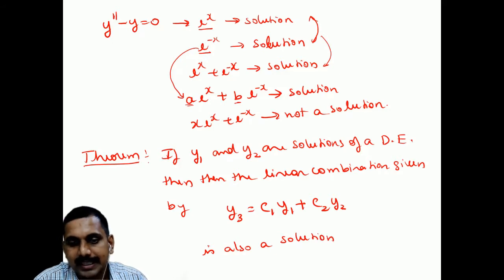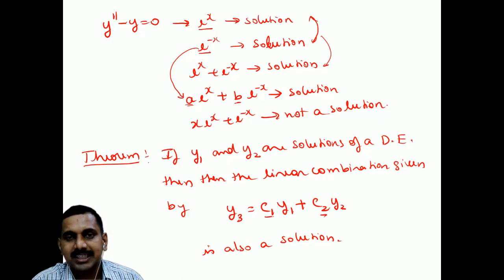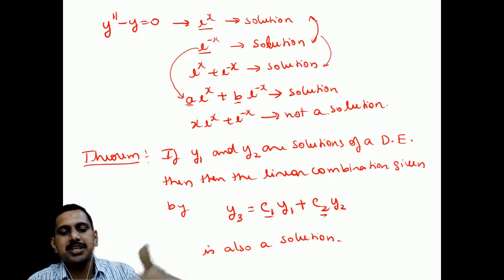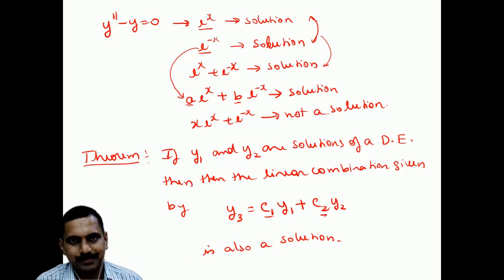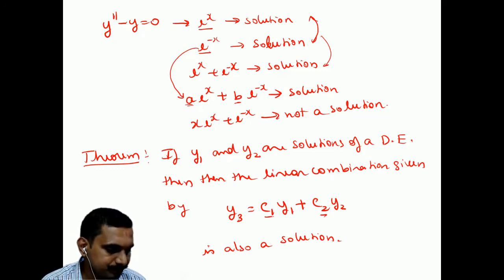Here the only thing is that C1 and C2 have to be numbers, and when they are numbers it is called a linear combination, because it is not multiplied by some x or something like that. It is linear, it's only numbers. So if there are two solutions, then the linear combination also gives a solution. That is the main thing we have done.